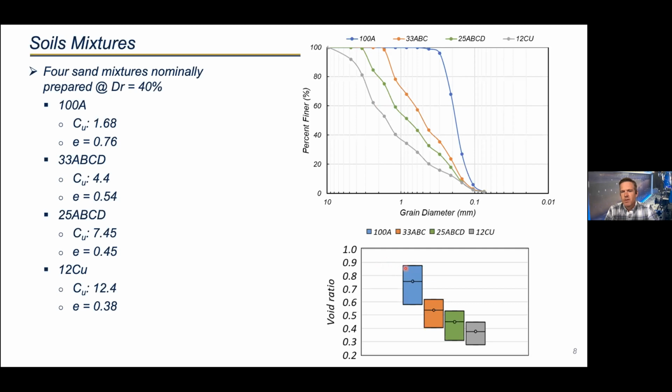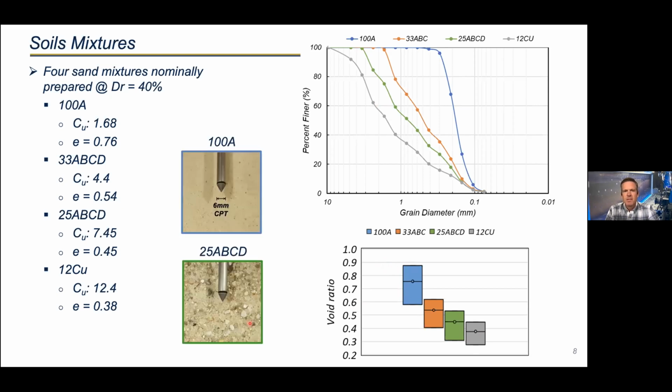So if we just focus today on comparing the blue 100A material with the gray 12Cu material, you can see that the entire possible range of void ratios for the 12Cu material, that is, Cu of 12, is substantially lower than even the minimum possible void ratio, or maximum density, for the poorly graded soil. So that's the first significant difference.